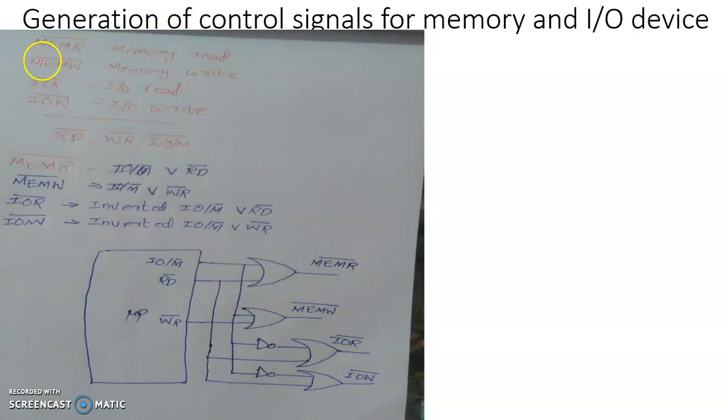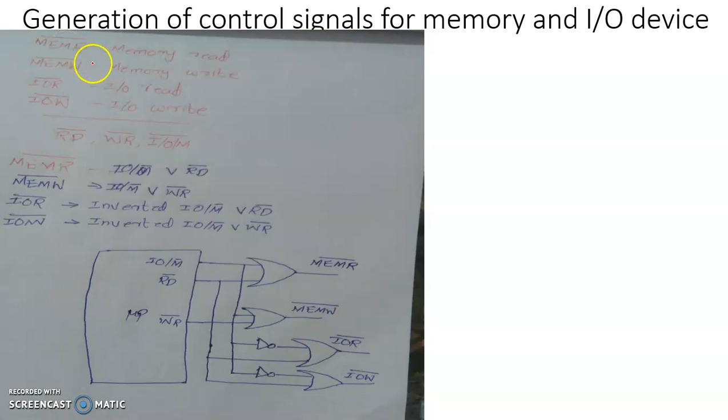Corresponding to these operations, these 4 basic signals are to be generated as long as the interfacing of a memory element and an I/O device is concerned with the microprocessor. These signals are MEMR bar, indicating active low memory read signal or memory read operation signal, and this kind of an active low signal must be sent to a memory interfaced with the processor whenever the processor is interested in performing a read operation of that memory element.